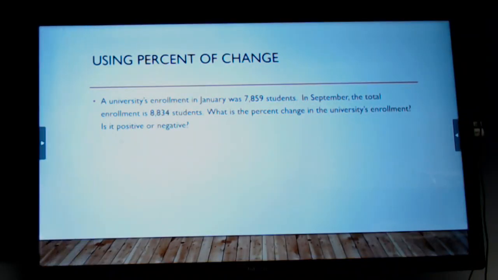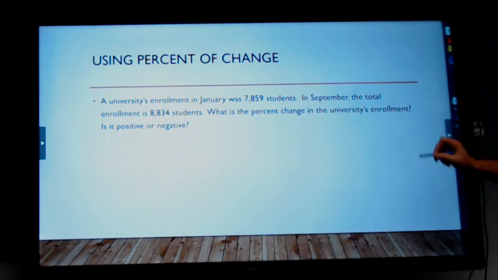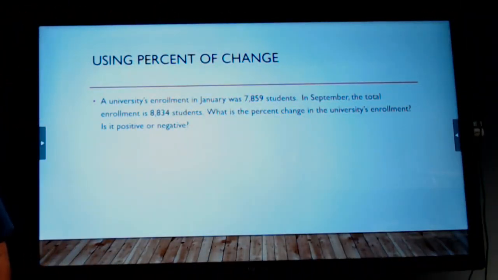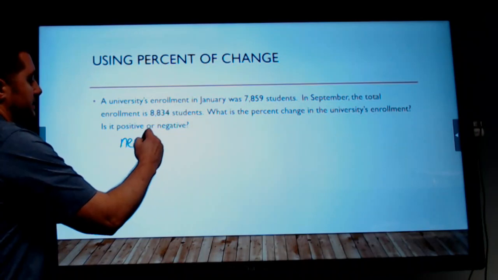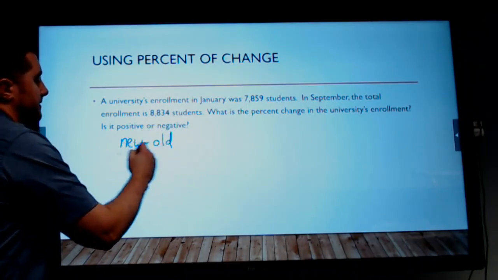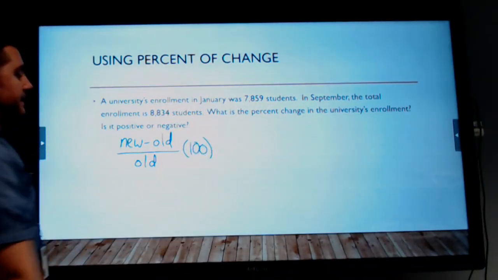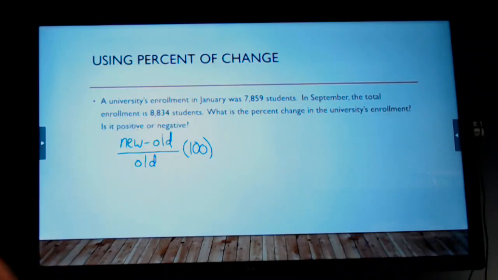All right. So, percentage change. We briefly talked about this one, but I wanted you to see how it would look when you set it up. So, the university's enrollment in January was 7,859 students. In September, the total was 8,834 students. What percent change is in the university's enrollment? Is it positive or negative? All right, so your percent change formula is new minus old divided by old times 100. Your new amount is the 8,834.